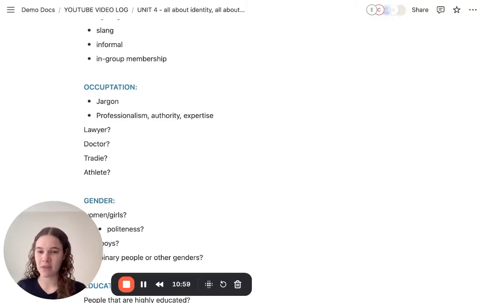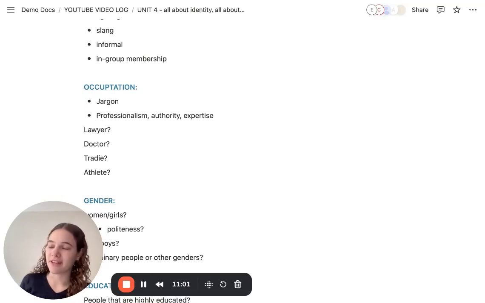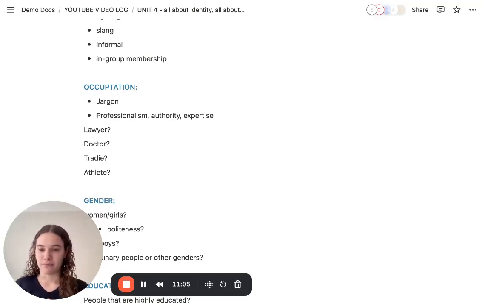Same with athletes. But they might have a little bit more of a laid back, informal use of language as well. So noting that, especially tradies in Australia, they're considered pretty laid back, pretty casual, pretty friendly. How might their language indicate that about them being a tradie, if that makes sense? So we want to think about their language and how does that show that they're a tradie? I hope that makes sense.